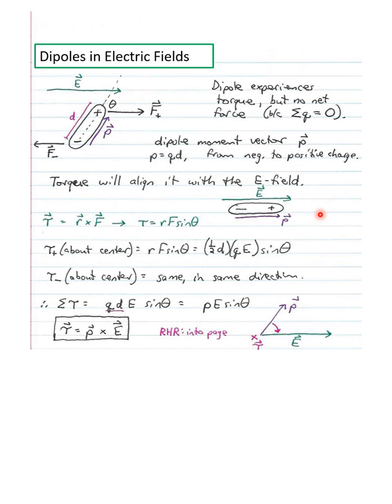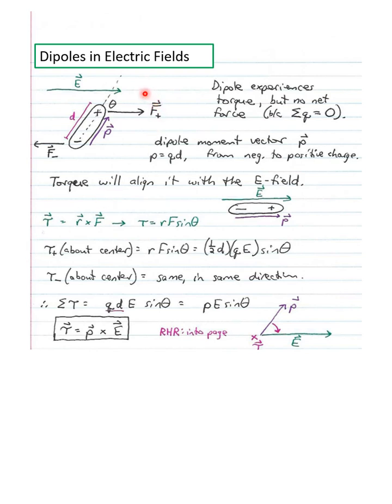Now let's quantify, let's think about the torque on this thing. Remember from last semester that torque is the cross product of a lever arm times the force applied. And so as a magnitude, we can say that torque on a rotating object is lever arm times force times sine theta. So let's think about the torque on this rotating object, on this dipole. And let's first think about the torque from that positive force about the center.